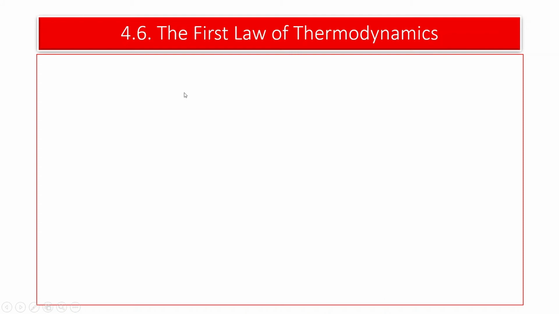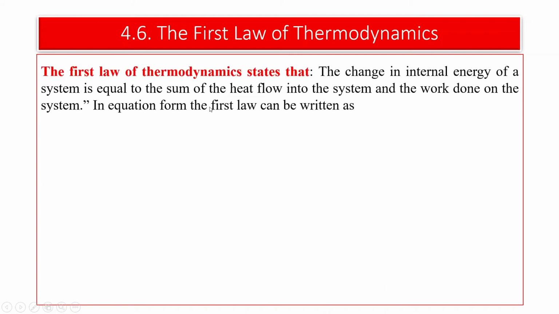Okay, so the last subtopic that we have here is the first law of thermodynamics. The first law of thermodynamics states that the change in internal energy of the system is equal to the sum of heat flow into the system and the work done on the system. In equation form, the first law can be written as ΔU = Q + W. This represents the internal energy, the heat supplied to the system, plus the work done by the system or on the system.